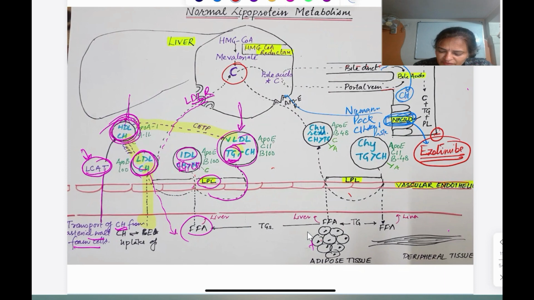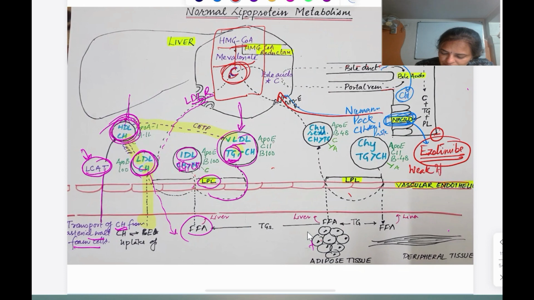Now what happens? Whenever the absorption of this cholesterol is less, then what will happen? Ultimately there will be a compensatory increase in the synthesis of this cholesterol. So the liver also synthesizes cholesterol with HMG CoA. So it is endogenous synthesis, and there will be a compensatory increase in the cholesterol synthesis. So this Ezetimibe is a weak hypocholesterolemic drug. LDL cholesterol level decreases by only 15 to 20%. So it is weak.